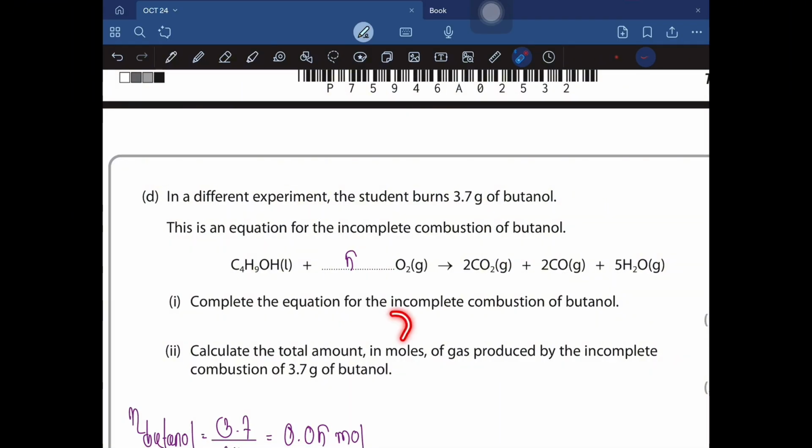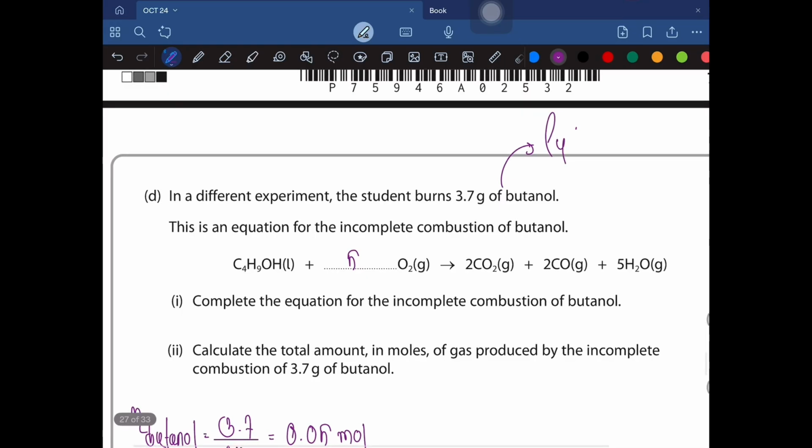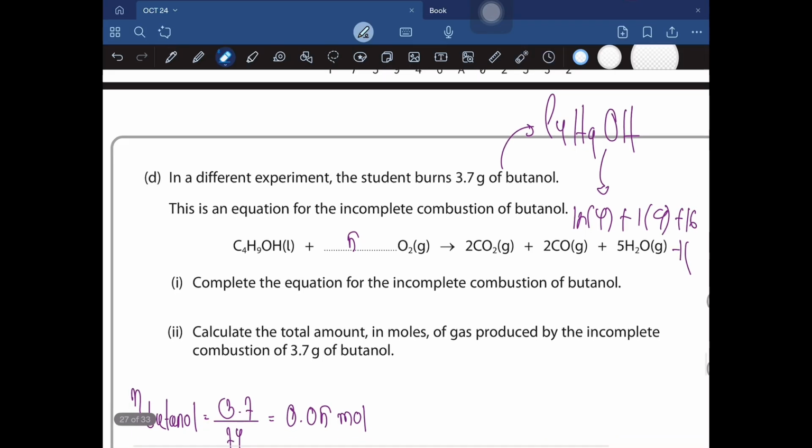Calculate the total amount in moles of gas produced in this incomplete combustion. So you have this butanol, and you could easily find out the moles of it. The formula for butanol is C4H9OH, using CnH2n+1OH. So the Mr should be 12 times 4 plus 1 times 9 plus 16 plus 1. The Mr should be 74.